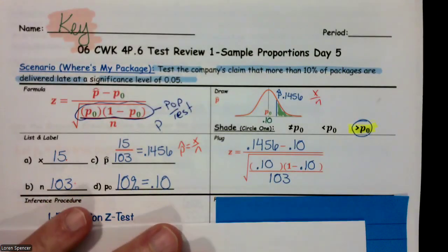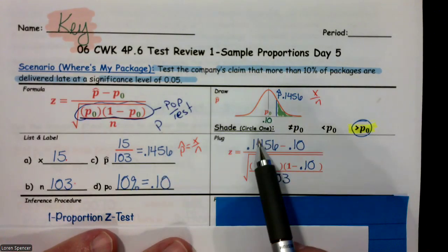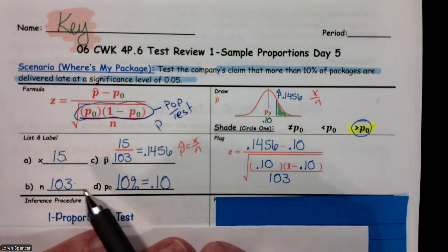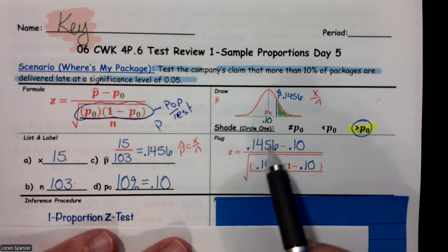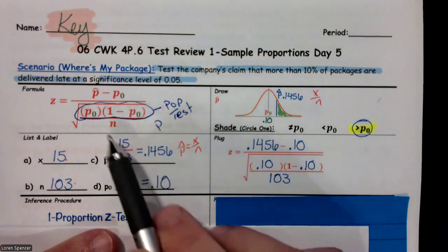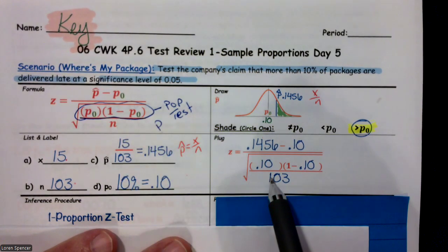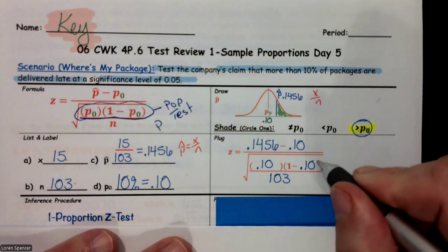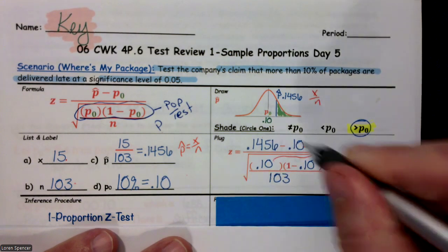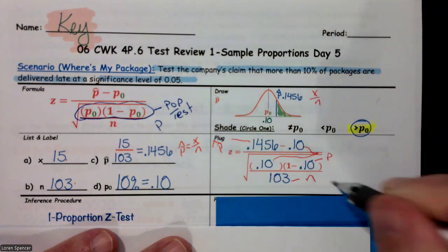When we plug in, we simply are plugging in our P hat, so 0.1456. Our claim, the population claim, was 10%, so that goes there. And then the 10% is also dropping in here and here, and there's our sample size right here. So please remember, this is the P, this is P hat, and this is N.